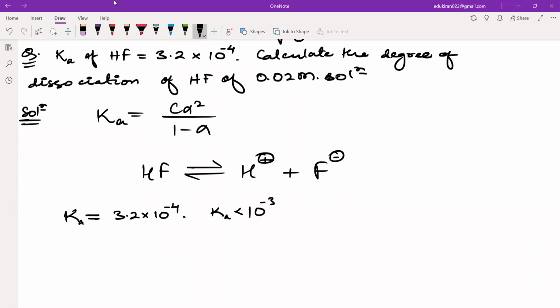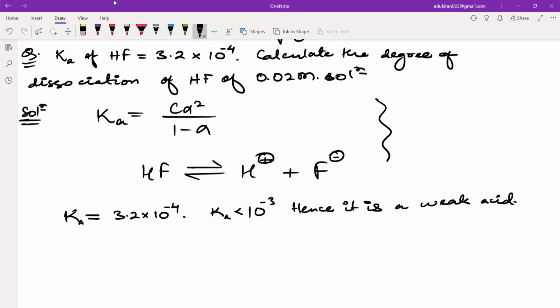Extent of reaction, equilibrium, second lesson, right? When we were determining the extent of reaction, whether the reaction will be towards product or towards reactant, or there will be both amounts. So as you can see here, it is less than 10 to the power minus 3. Hence, it is a weak acid. That means not much H plus is there.